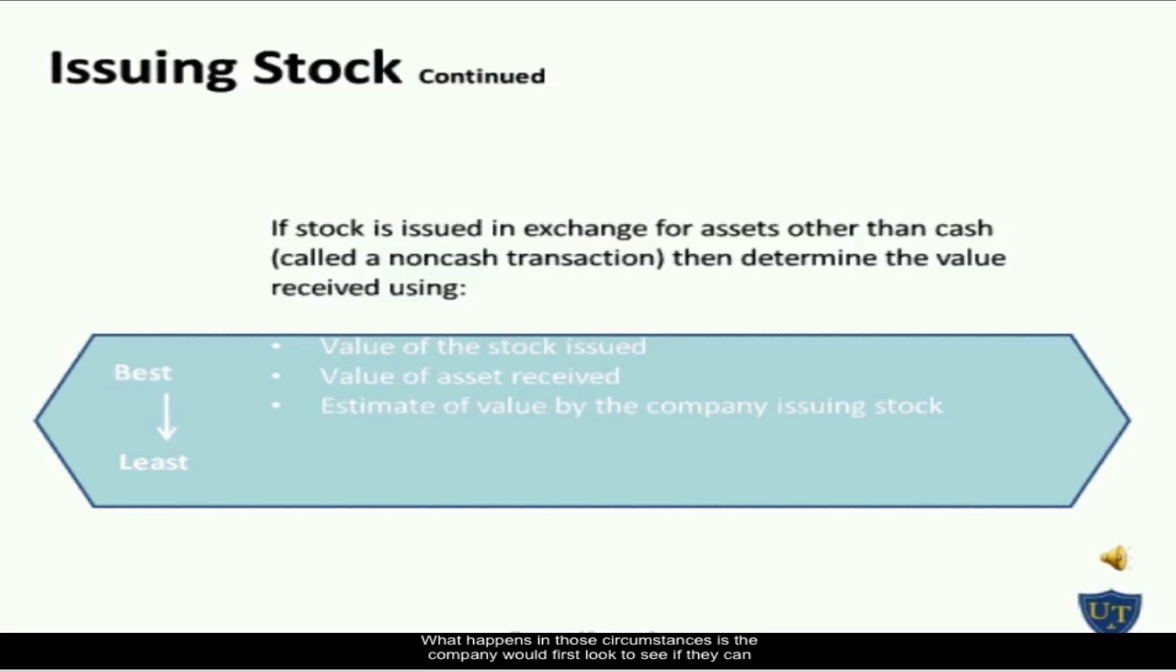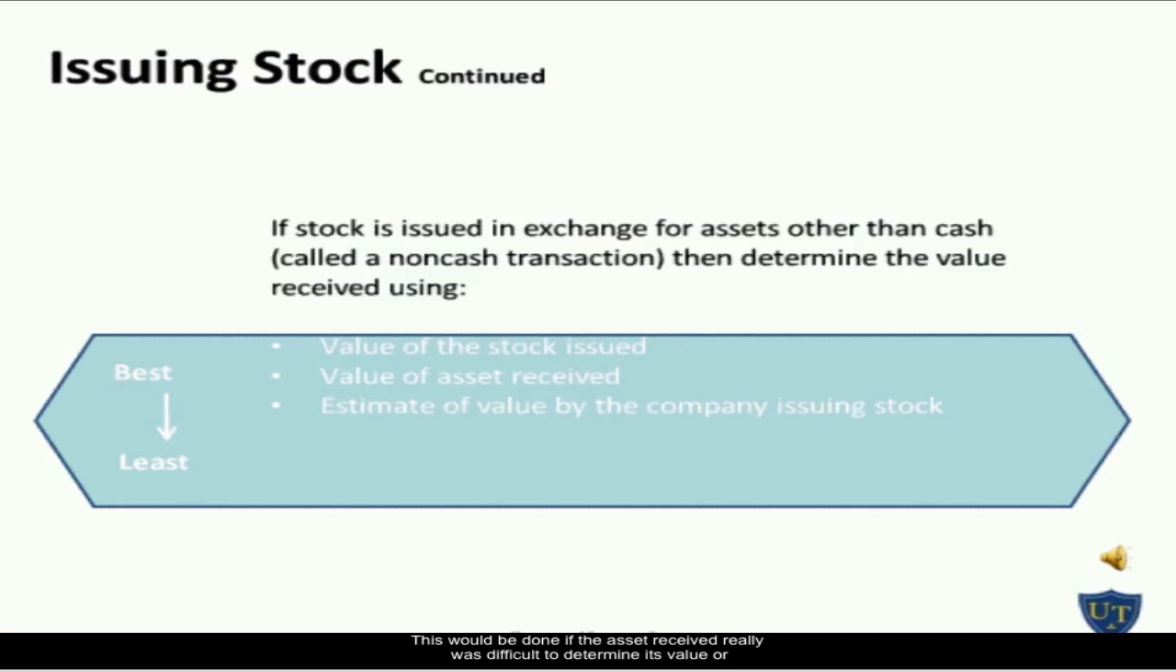What happens in those circumstances is the company would first look to see if they can make a good estimate of the value of the asset received. If so, we'd use that as the proxy for the total fair market value in the transaction, and the stock issue would be recorded based on that value. The step down and the least good alternative is that the company simply estimates the value of the stock that was issued.